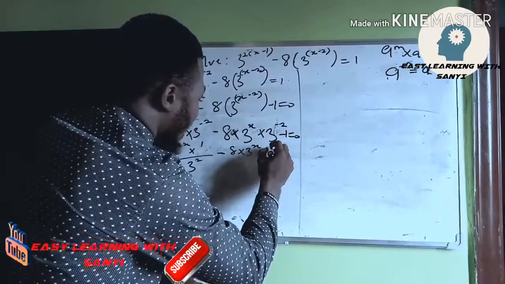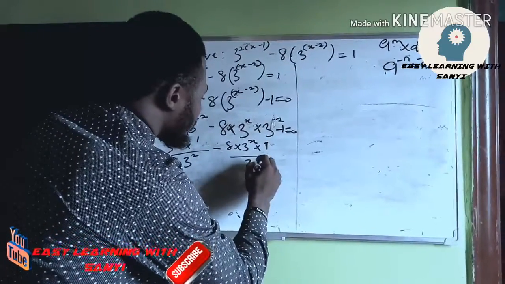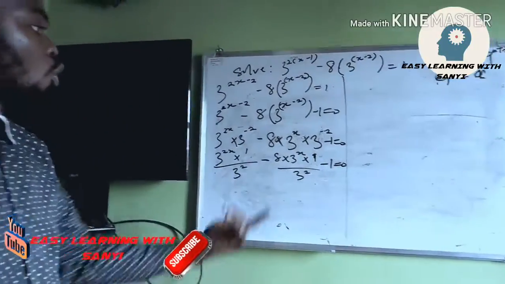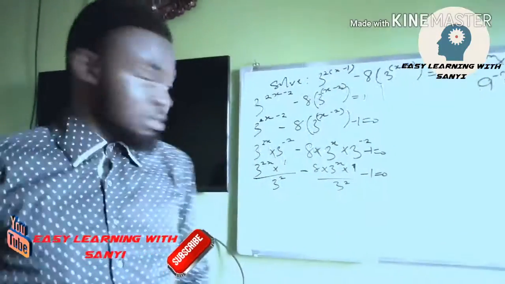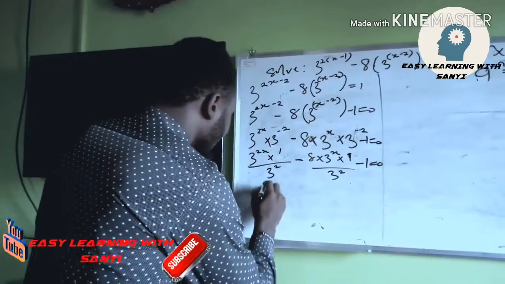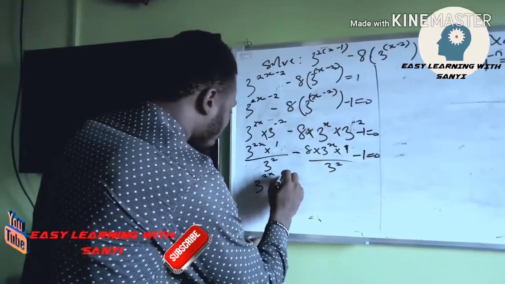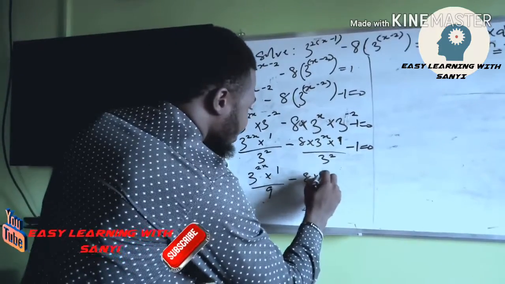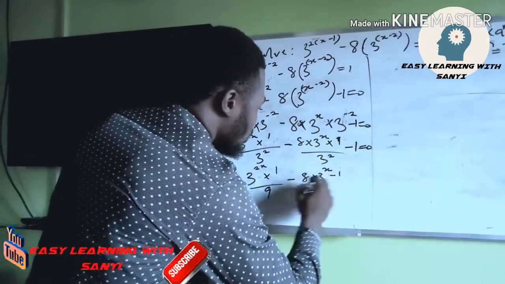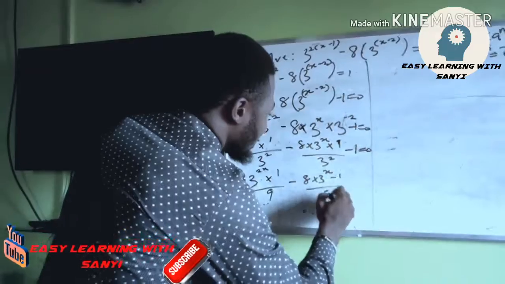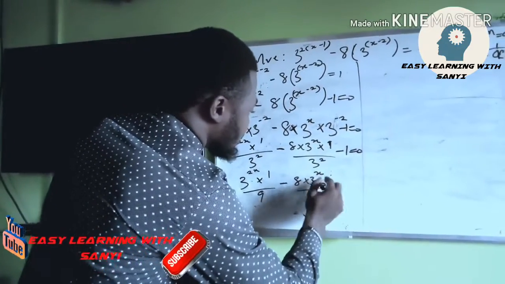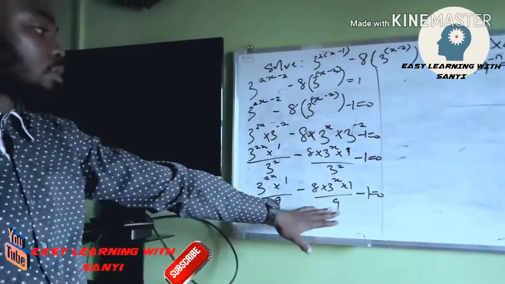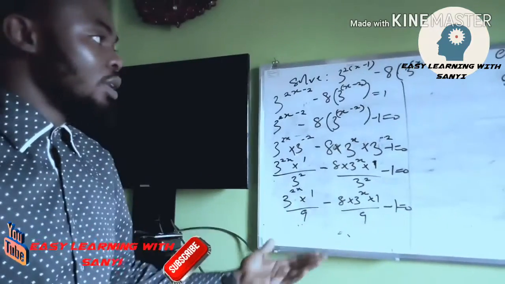You're going to have 1 over 3 raised to the power 2 here, minus 1 is equal to what? 0. So 3 raised to the power 2 is 9. What do you have? You have 3 to the power 2x times 1 over 9, minus 8 times 3 raised to the power x times 1 over 9, minus 1 is equal to 0. Now, have you seen this? What do I do now?